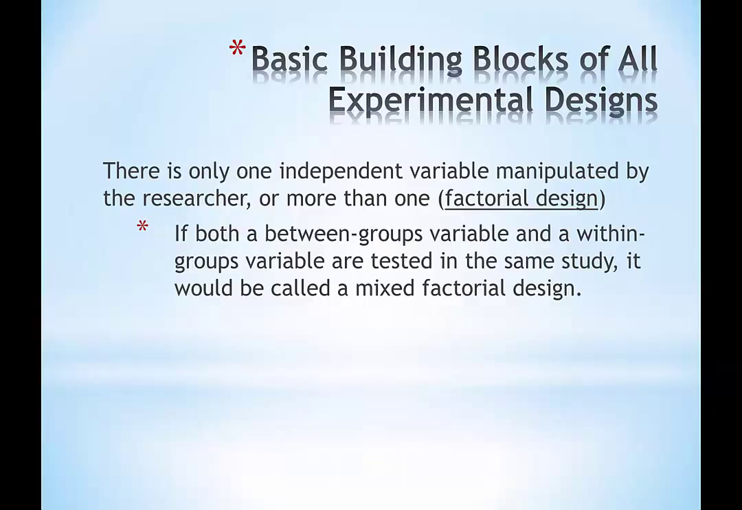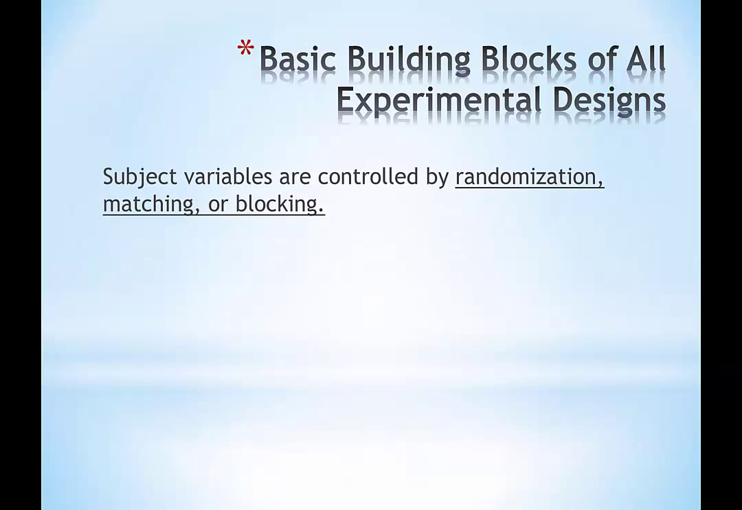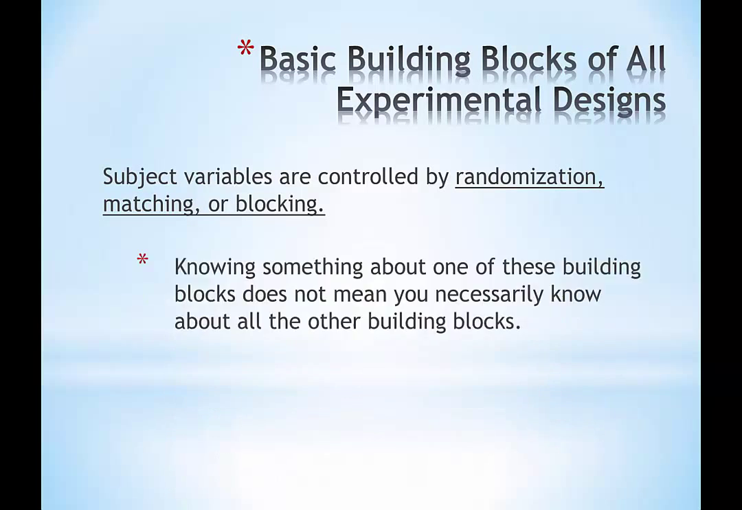And in that little scenario I just played out for you, the dependent variable might be a preference rating or a taste buds rating or something like that, some sort of measure of favorability. All right, so here's the last building block of experimental designs. Those subject variables are controlled by randomization, matching, or blocking.